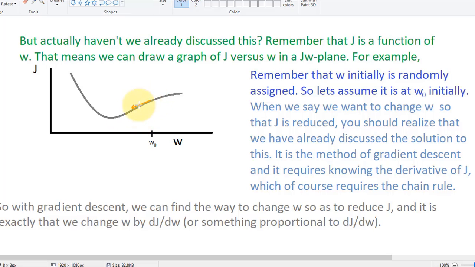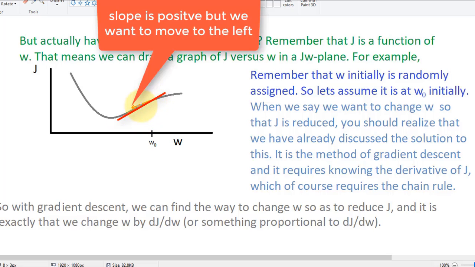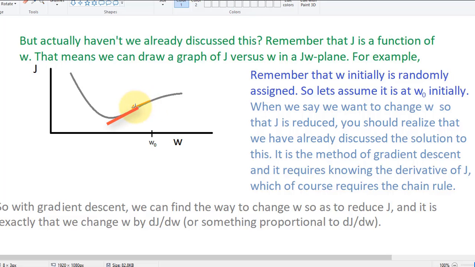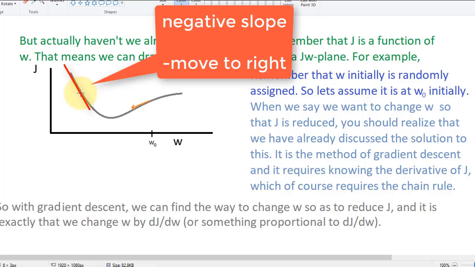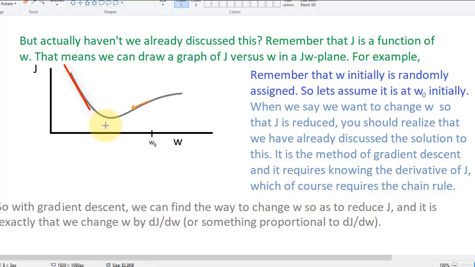For example, here you can see, of course, that the slope is positive, but the direction we actually want to move is to the left. So a positive slope in general will mean that you want to move to the left. Whereas if we were over here, the slope is negative, and so a negative slope will mean that you want to move to the right. So you can see that visually here.